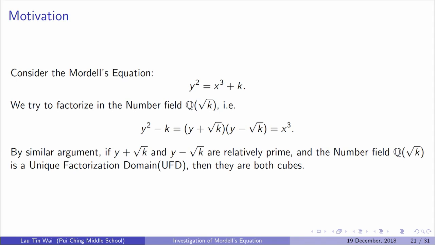We are forced to consider the factorization again. However, this time I'm going to factorize in the number field Q(square root of k), and the idea is: if y plus square root of k and y minus square root of k are relatively prime, and the number field Q(square root of k) is a unique factorization domain, then they are both squares.